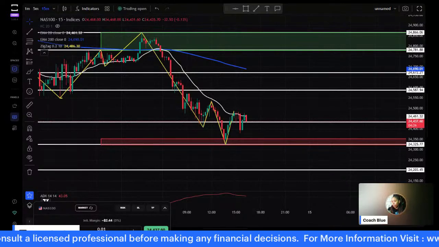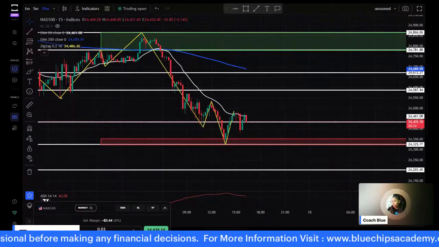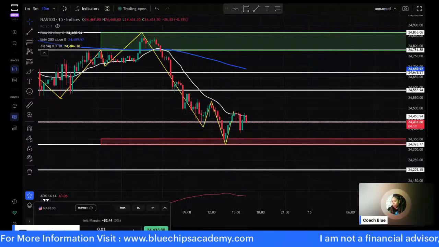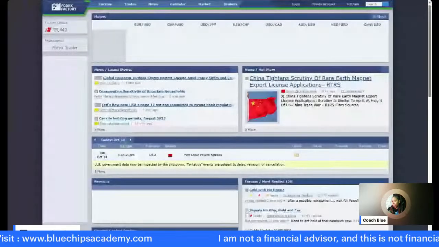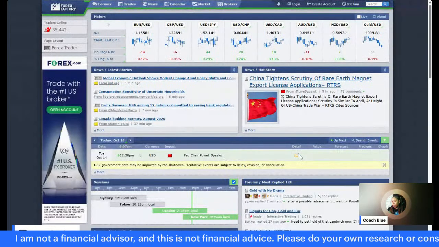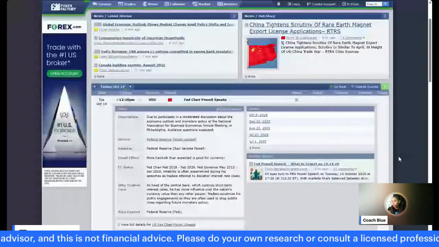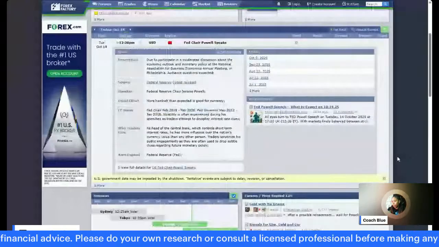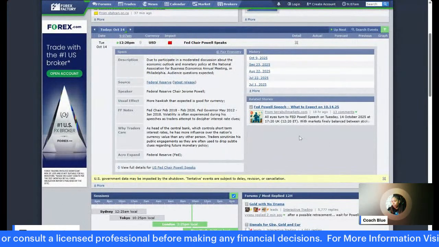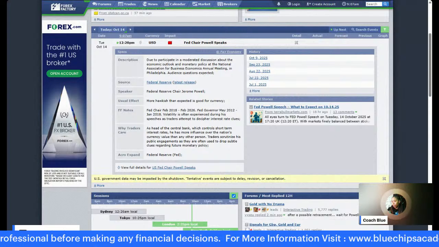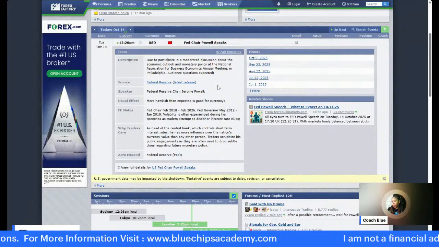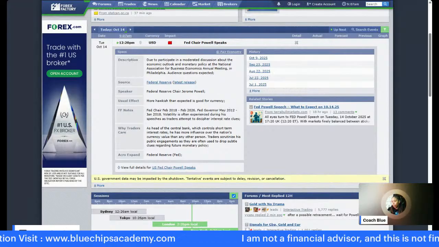Now, we do have news today. Okay, we do have news, so that's really important. When you're trading, you want to make sure you check every single day before you get into the market. Our news today is Federal Reserve Chair Powell, and that's going to be at 12:20 p.m. So if you're in any trades or trading during that time, be very cautious of that. It says he is participating in a moderated discussion about the economic outlook and monetary policy at the National Association for Business Economics annual meeting in Philadelphia, audience questions expected.